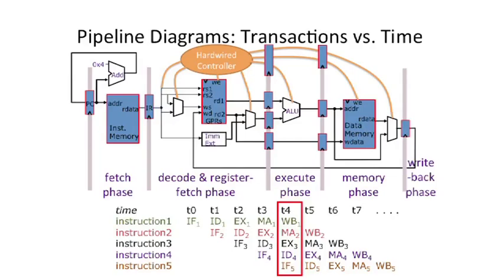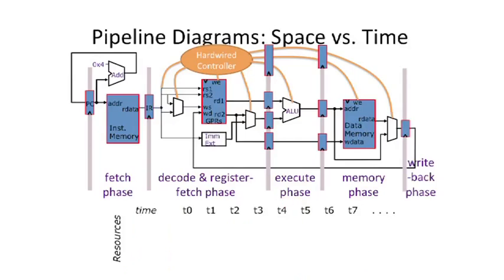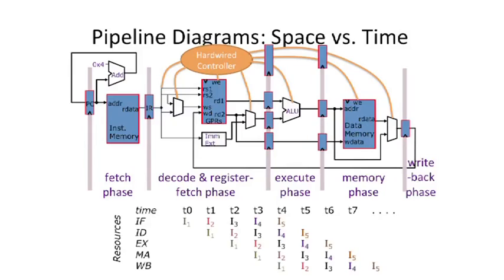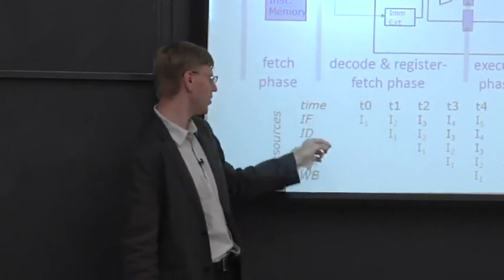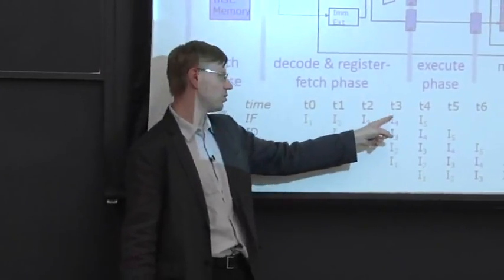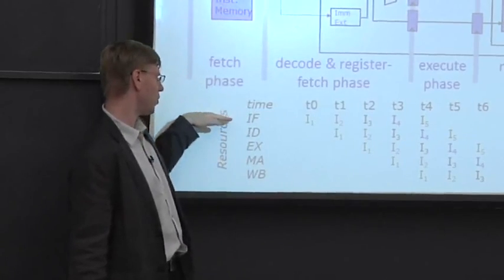We can also draw a different pipeline diagram. This pipeline diagram is instead going to plot space versus time, or resource versus time. This is going to be less common in this class, but it's still useful to think about. So we have time on the horizontal axis, and resource on the vertical axis. We have here the fetch, decode, execute, memory access, and then write back stages of the pipe. And we can see that we have different instructions flowing down the pipe. So instruction fetch has instruction 1, then instruction 2, instruction 3, instruction 4, and instruction 5 flowing down it.